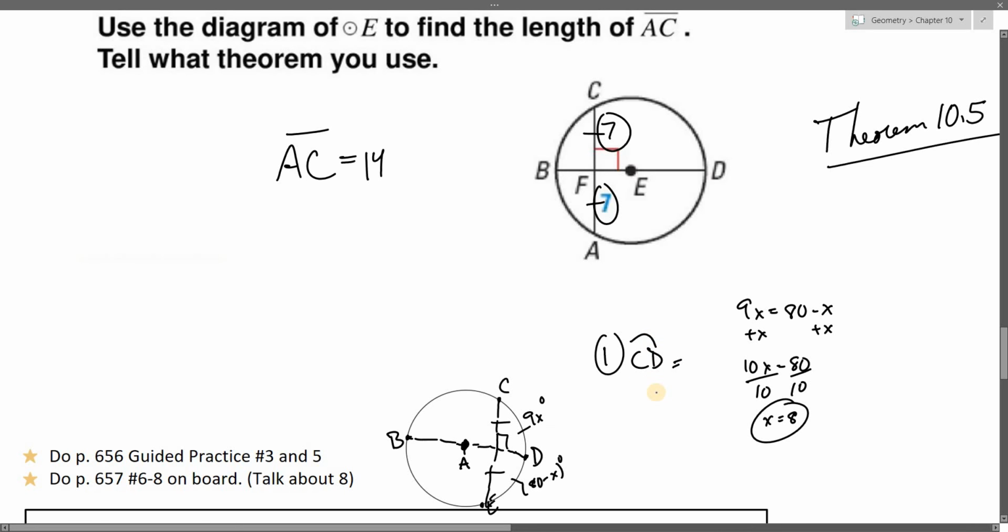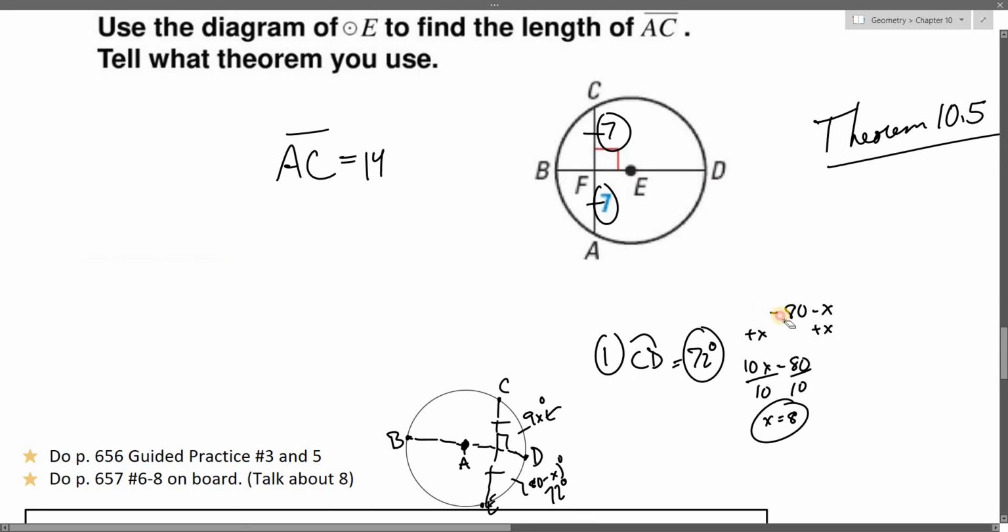Well, actually, no, that isn't, because it says find the measure of the indicated arc. So x is 8, but if it says find CD, we need to take that 8 and do what with it? Okay, some of you are screaming at me, but 8 times 9 is going to be 72 degrees, and so that's all there is to it. Now, I can also plug it back in over here, but that's also 72 degrees. They're equal. They're the same.